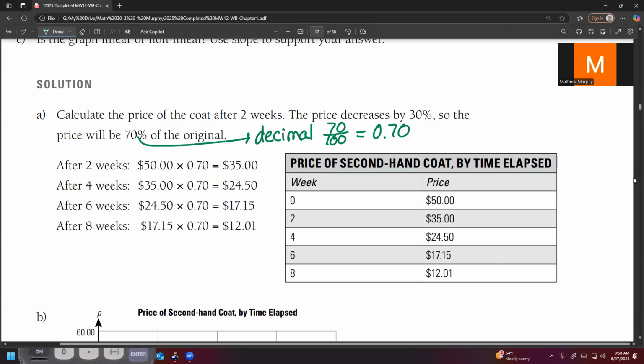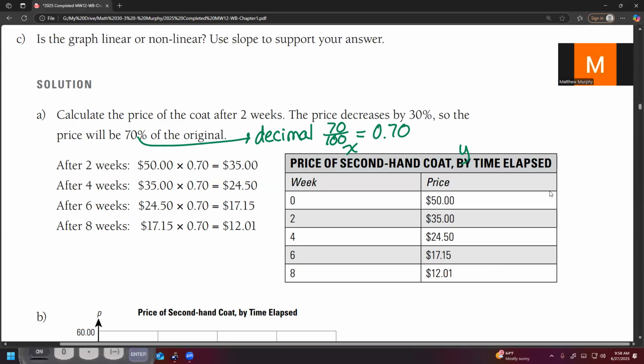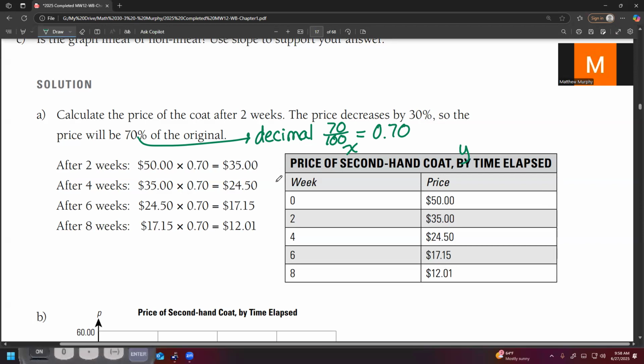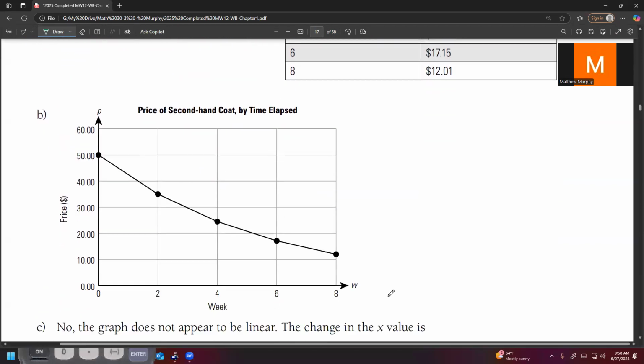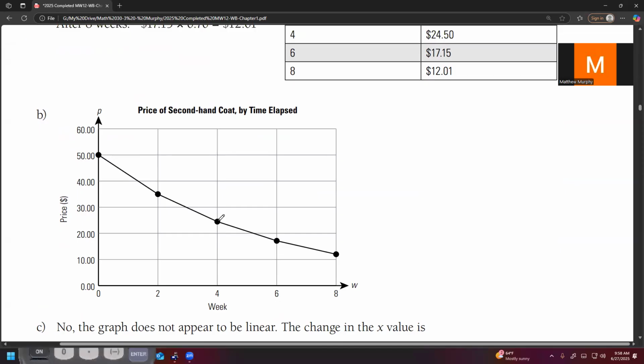And here's your table of values. This is your independent variable. And the price will be your dependent because the price is dependent on the week. Okay, draw a graph. And here's all the points plotted: 50, 35, 24.50, 17.15, and 12.01. Now, you can see that this is not linear.